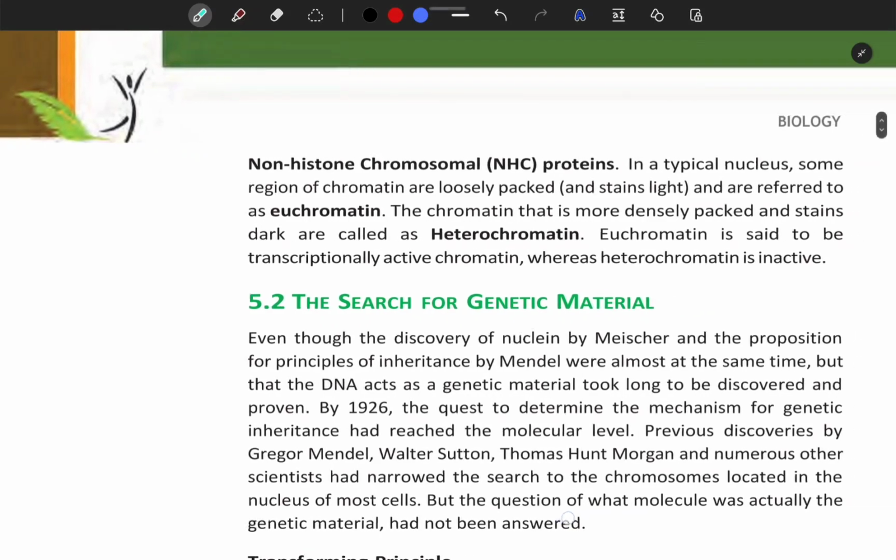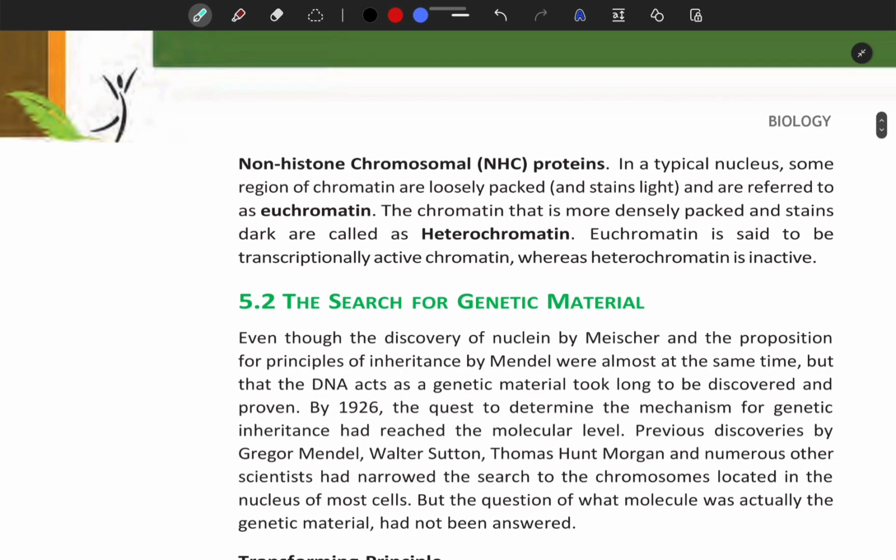that is, NHC. In a typical nucleus, some regions of chromatin are loosely packed, stain light, and are referred to as euchromatin. The chromatin that is more densely packed and stains dark is called heterochromatin. Euchromatin is said to be transcriptionally active chromatin, whereas heterochromatin is inactive.